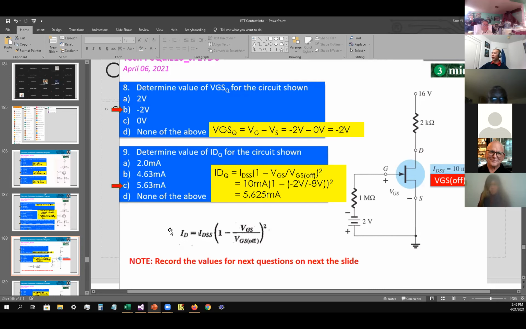Okay. So the answer is B for 8. Okay. Number 9, determine the value of IDQ for the circuit shown. Okay. And that just applies the formula.